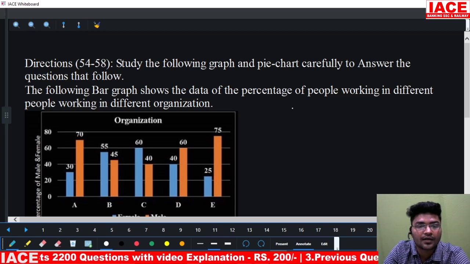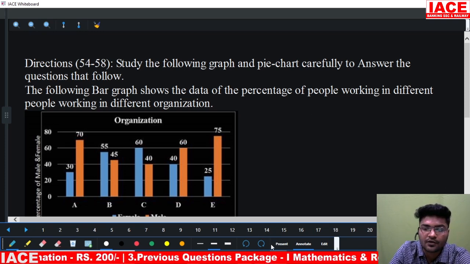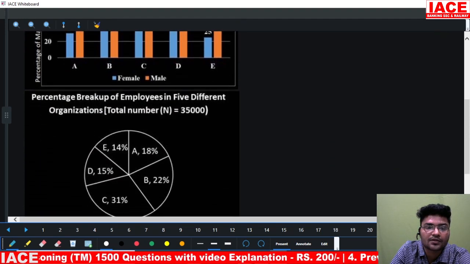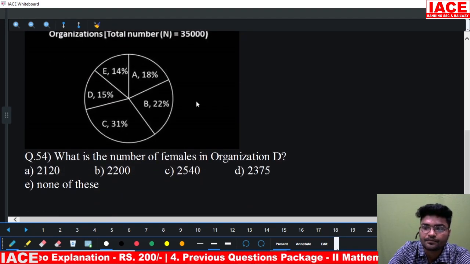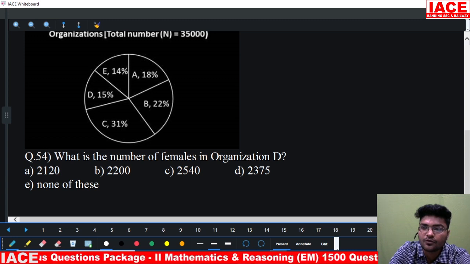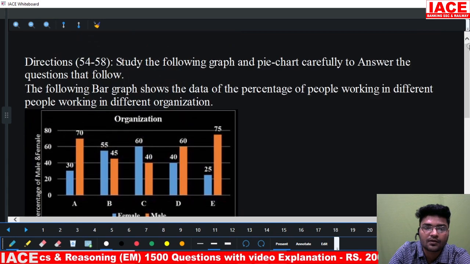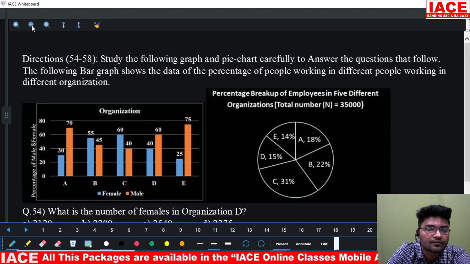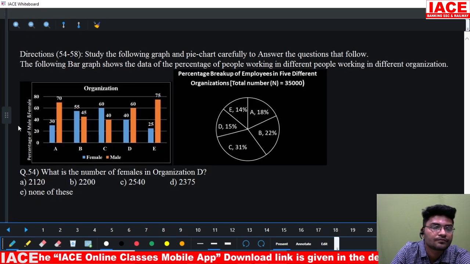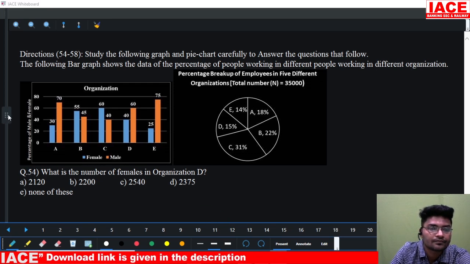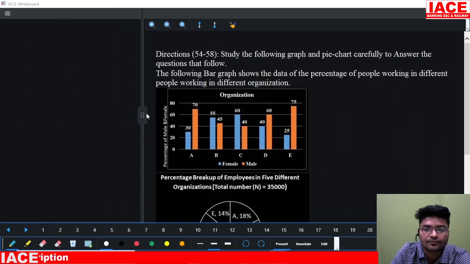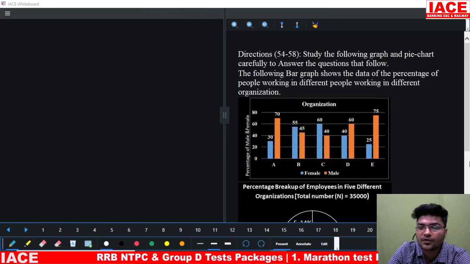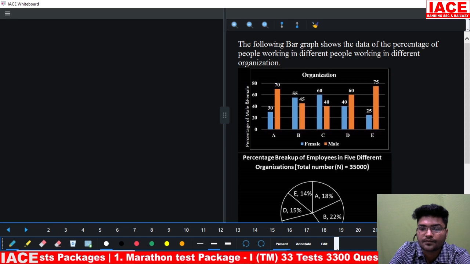Now we have a bar graph. I think we also have a pie chart in this. So what we need to do, first of all, is form a data table.